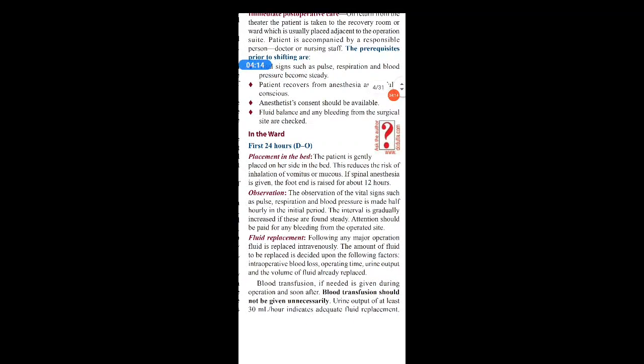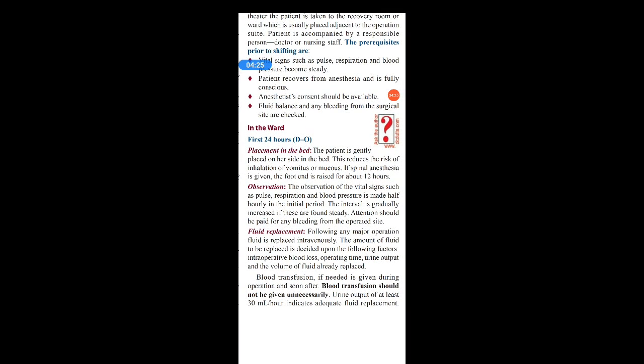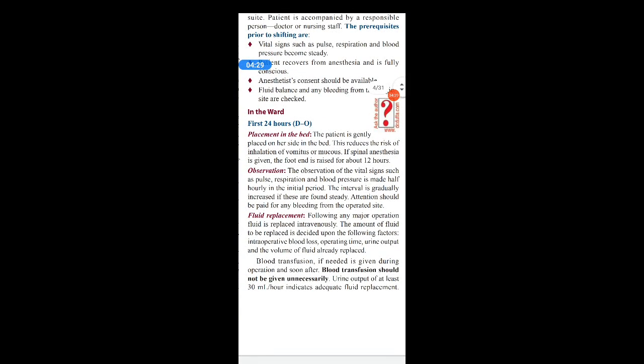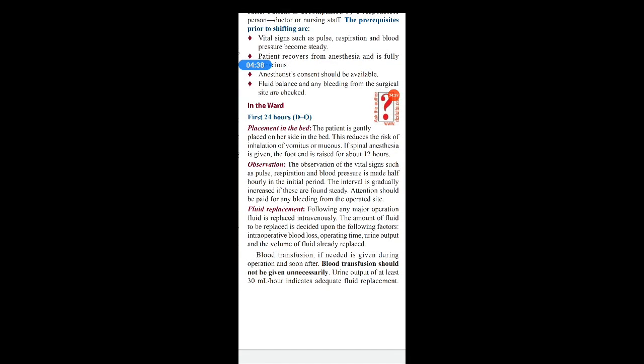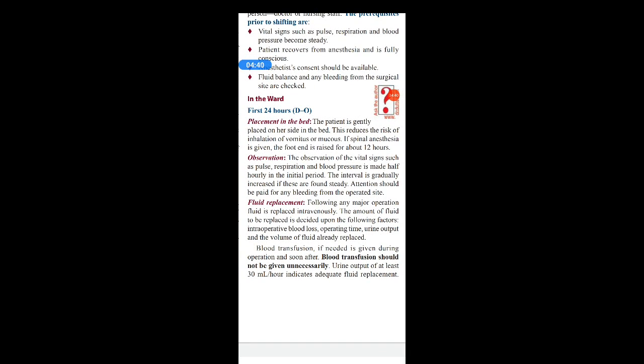Then next, in the ward, what should we do in the first 24 hours? The first 24 hours is called D0, that means day 0. Day 1 is the next day. First, placement in the bed. The patient is gently placed on her side in the bed. This reduces the risk of inhalation of vomitus or mucus. If spinal anesthesia is given, the foot end is raised for about 12 hours.